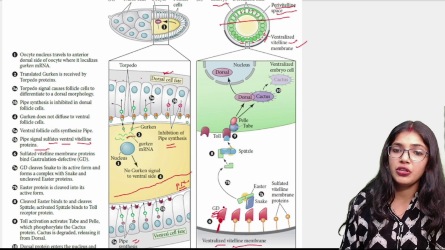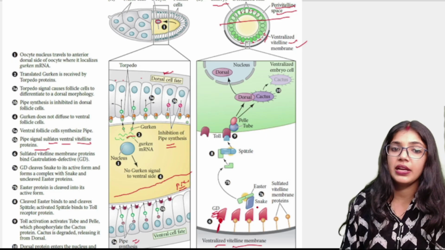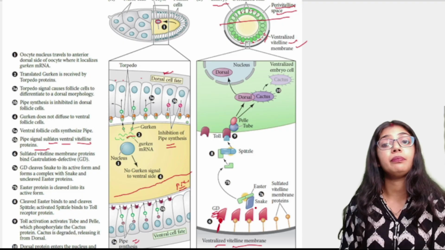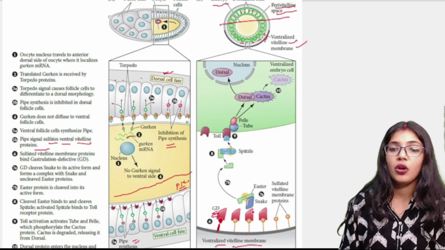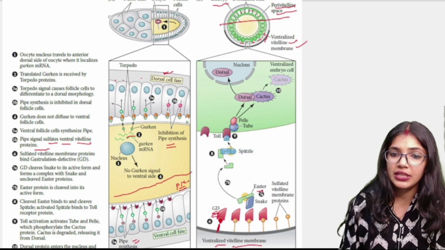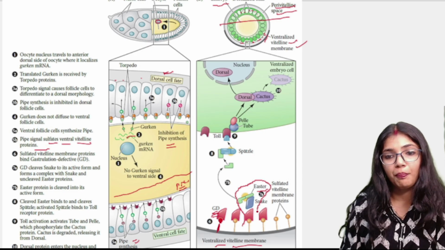Okay, what is the work of this GD protein? The work of this GD protein is that it will cleave the snake protein. It cleaves the snake protein because the snake protein was not activated. When it is cleaved, then it will be activated. Okay, now it forms a complex. Another protein comes, which is known as the ester protein, which is in the uncleaved form. So now this forms a complex.